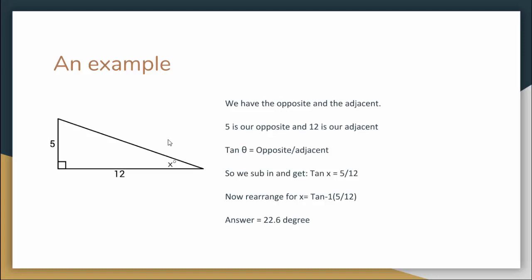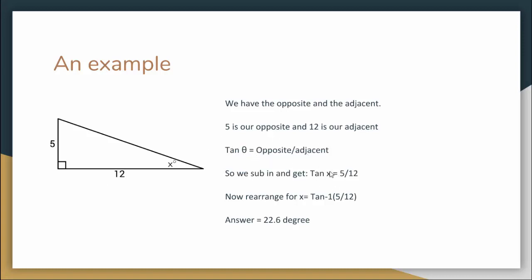So here's a little example. I haven't labelled it on this little triangle, but as you can see, we have x, which is the angle we're trying to work out, and the side opposite x is our opposite, and 12 is our adjacent. So we need to use tan, so Toa, because we've been given the opposite and the adjacent, so we must use this formula: tan theta equals opposite over adjacent.